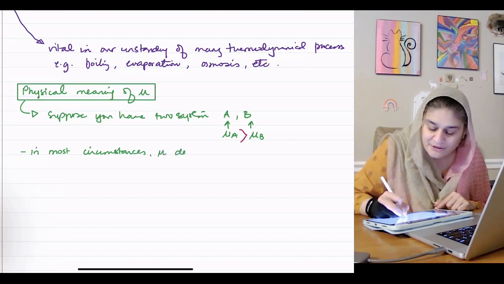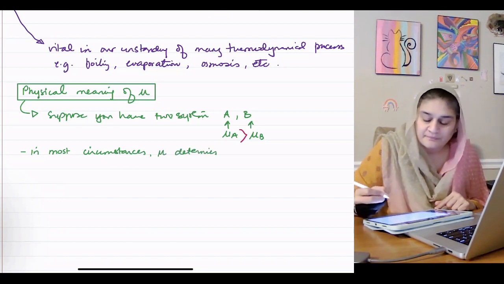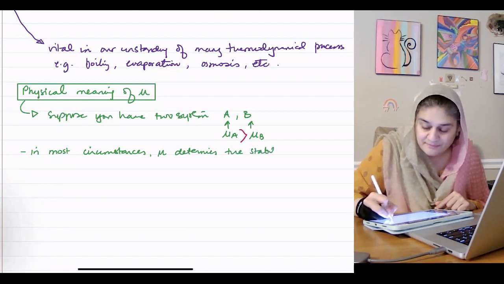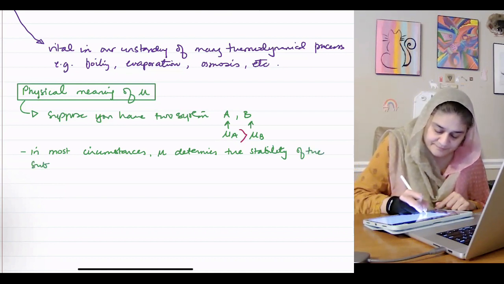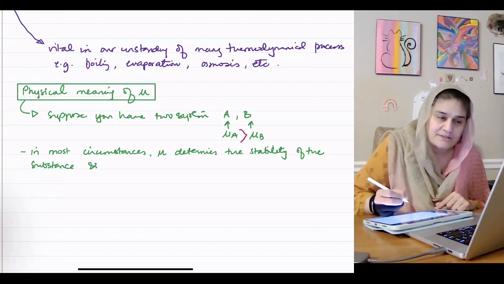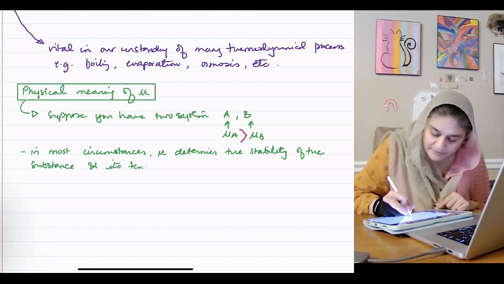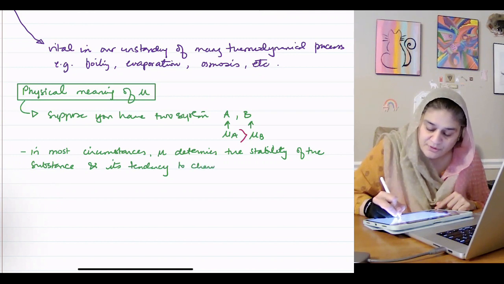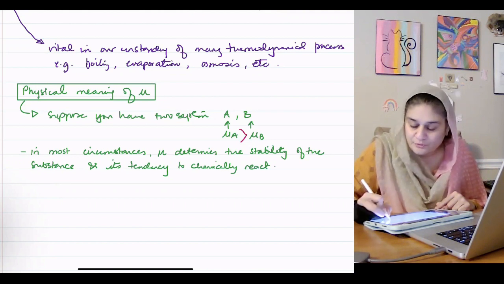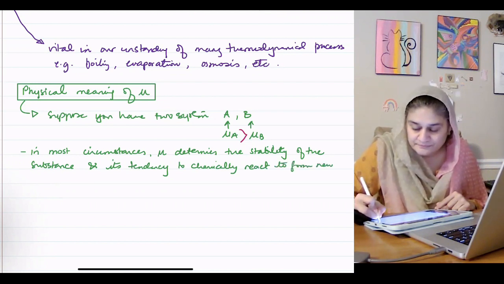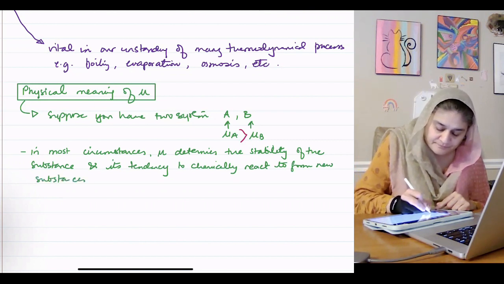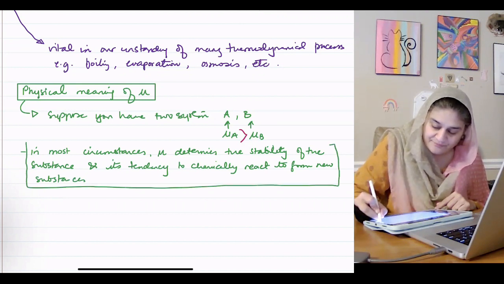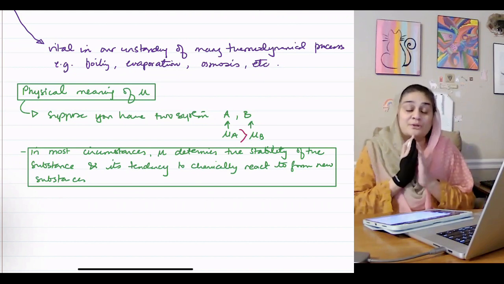So we can say that in most circumstances, mu determines the stability of the substance and its tendency to chemically react to form new substances. So put this in a box and make sure you understand that it's important.